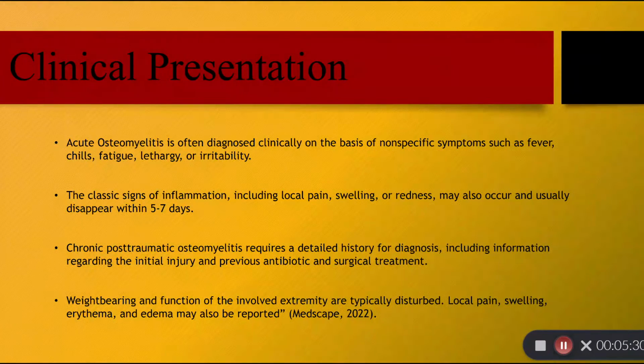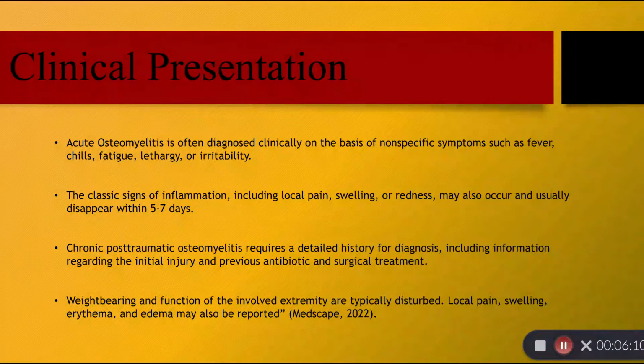Clinical presentation. Acute osteomyelitis is often diagnosed clinically. So we don't always have a very specific way, and a lot of people actually present with, they might just have fever, chills, fatigue, lethargy, or irritability. They might have the classic signs of inflammation with the pain, the swelling, the redness. But like this says here, after an acute osteomyelitis infection, if it's becoming chronic, after 5 to 7 days, those signs may go away.